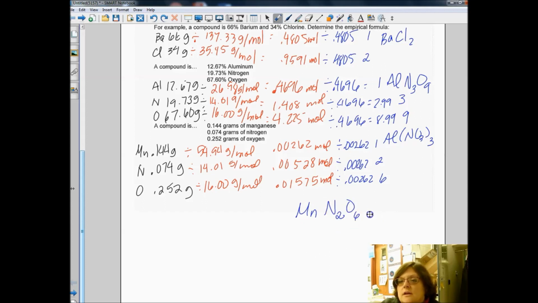Here's our friend nitrate again, Mn(NO3)2. The name of this compound, therefore, is going to be manganese(II) nitrate. Okay?